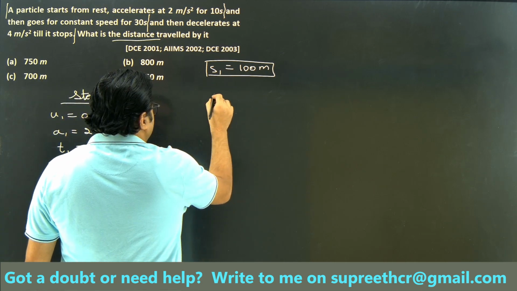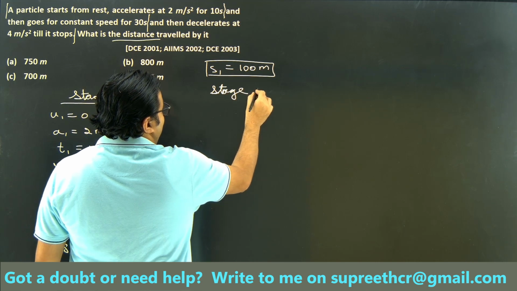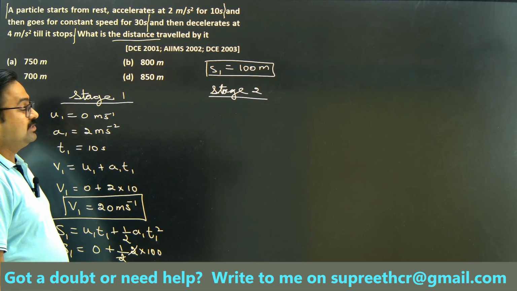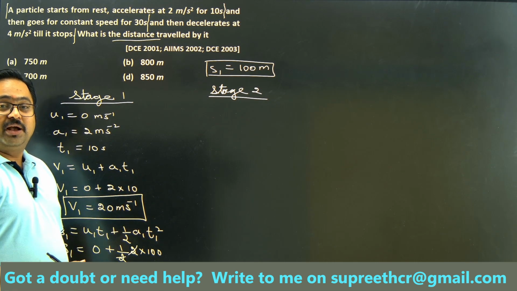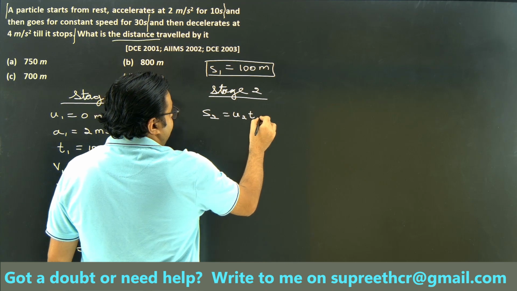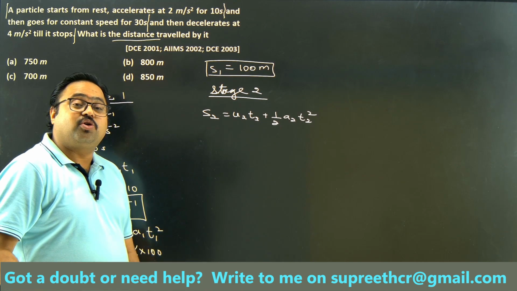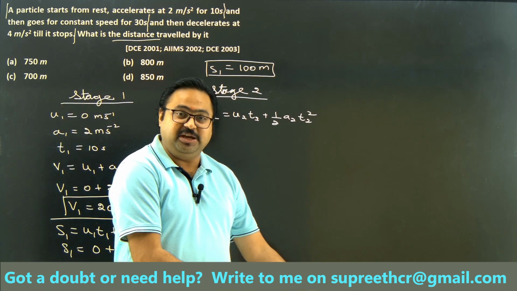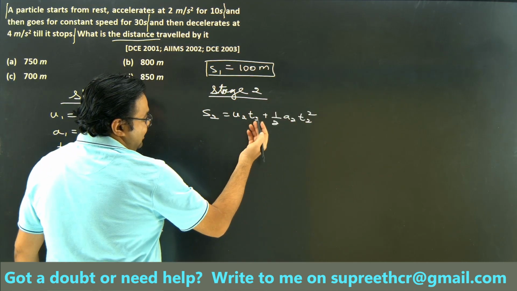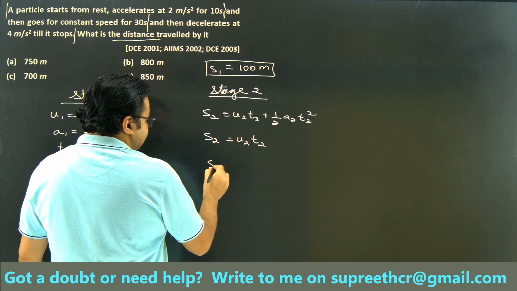So having said that, we are at the completion of stage 1. Let's start with stage 2 of the problem. It goes with a constant speed for 30 seconds. Now let's find out what is its displacement during this time. S2 is equal to u2 into t2 plus half a2 into t2 square. But because it goes with a constant velocity or constant speed, the acceleration is 0 in this case because the body is going only in a straight line. So acceleration is 0. S2, my dear friends, becomes u2 into t2.